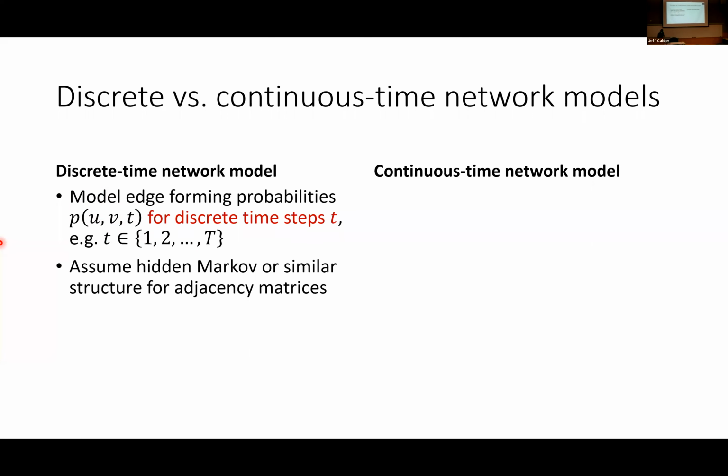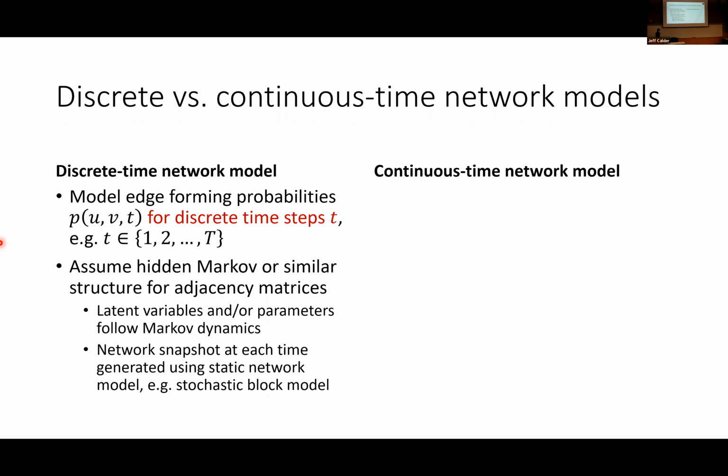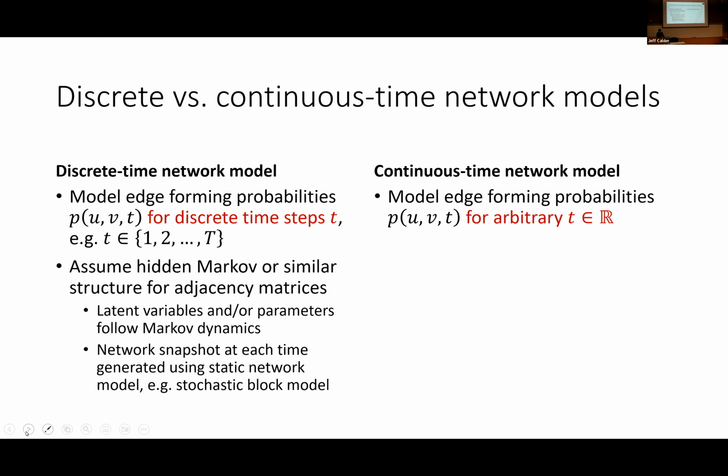And so typically what you do here is assume some hidden Markov or similar structure for the adjacency matrices, where your latent variables or parameters follow these Markov dynamics, so this short-term memory, and then the network snapshot at each time is generated according to a static network model like a stochastic block model. So that's the discrete time setting.